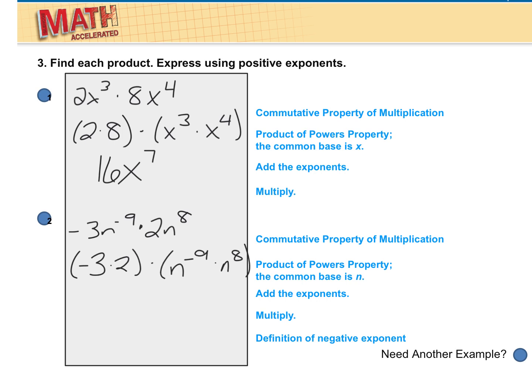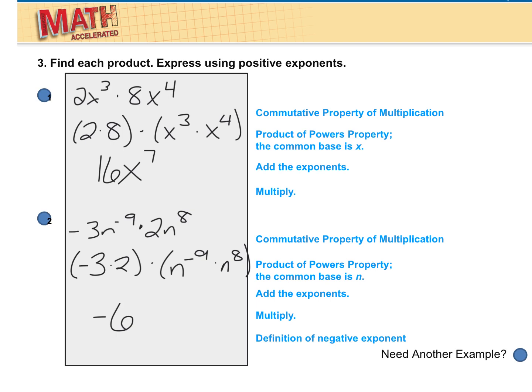Now, what do we do from here? You see that there's 2 bases that are the same. Yep, let's start on the left though. What's -3 times 2? -6. What do we do with the right set of parentheses now?